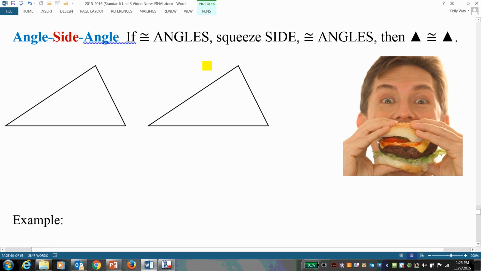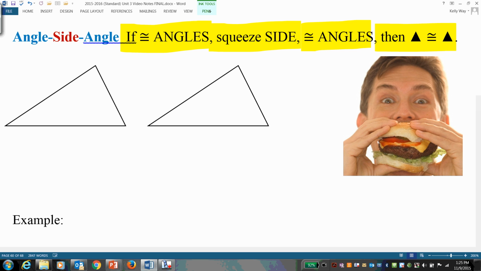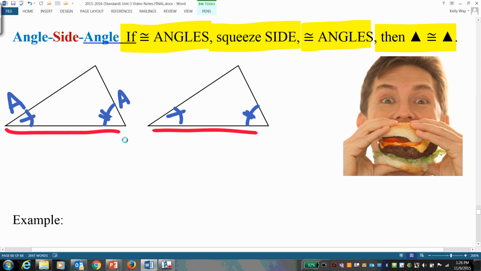Now this one I call the hamburger. You'll see why I use that icon in a minute. Let me just read it. If you have congruent angles, then a squeezed side and another pair of congruent angles, then the triangles are congruent. Let me give you an example here. Let's say we have a pair of congruent angles, and another pair of congruent angles. And then between those angles, we have a side squeezed between. This reads angle, side, angle.